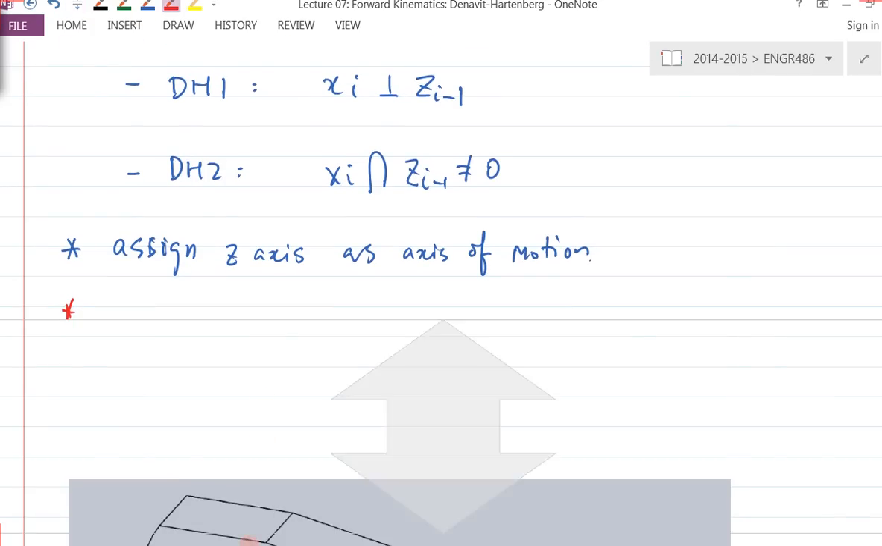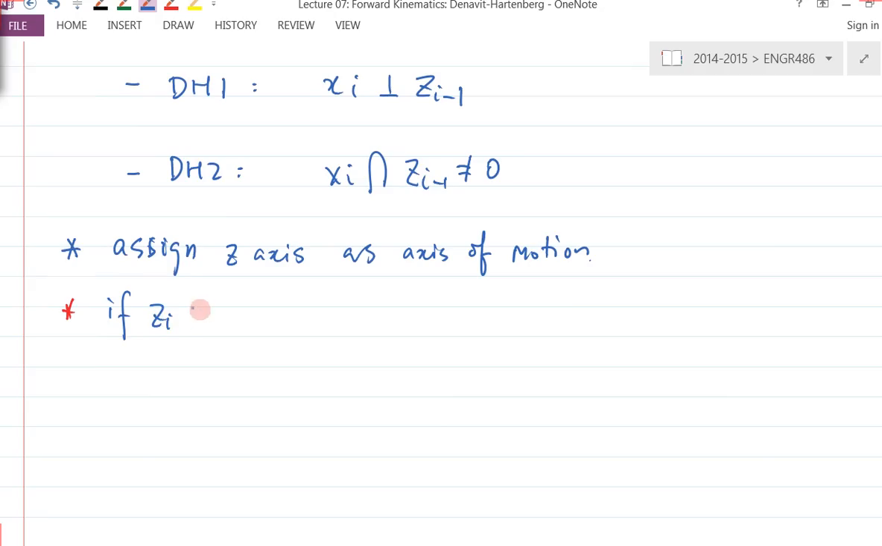So what I'll write here is, if Zi and Zi minus 1 do not intersect and are not parallel, can you imagine that? That's what the drawing over there indicates. If they do not intersect and are not parallel, there is a unique common normal between the two axes. That's what we call skew lines: they don't intersect, they're not parallel, and there is a unique common normal between them.